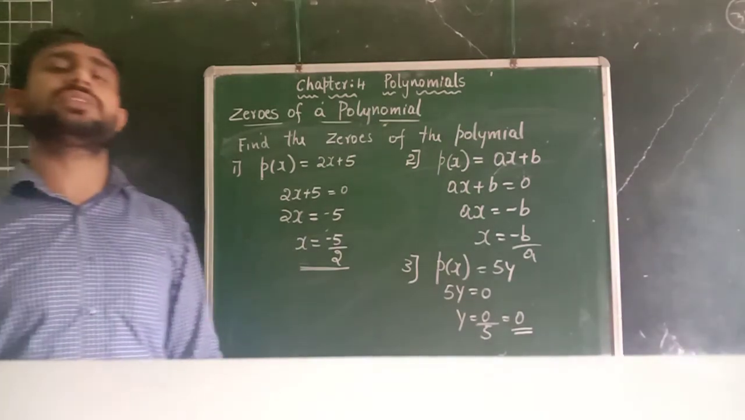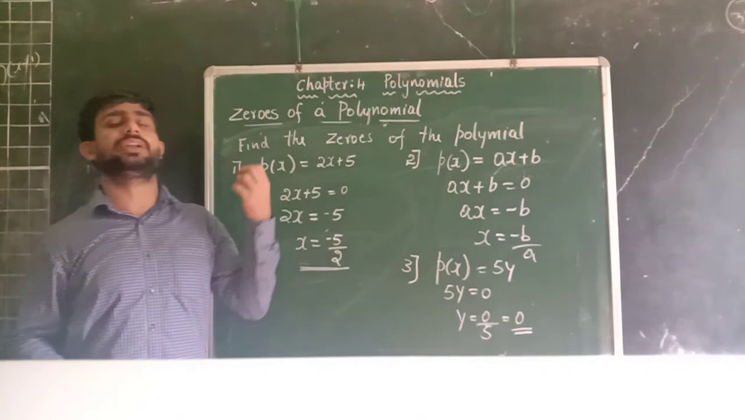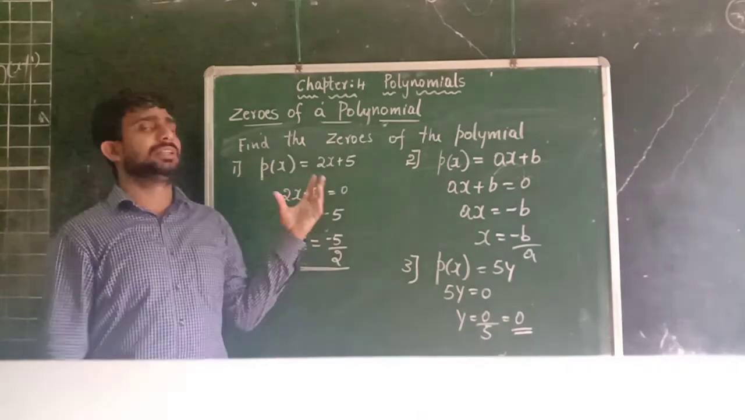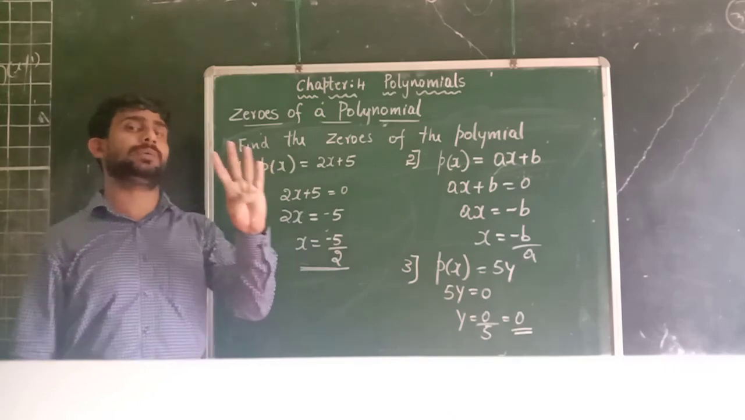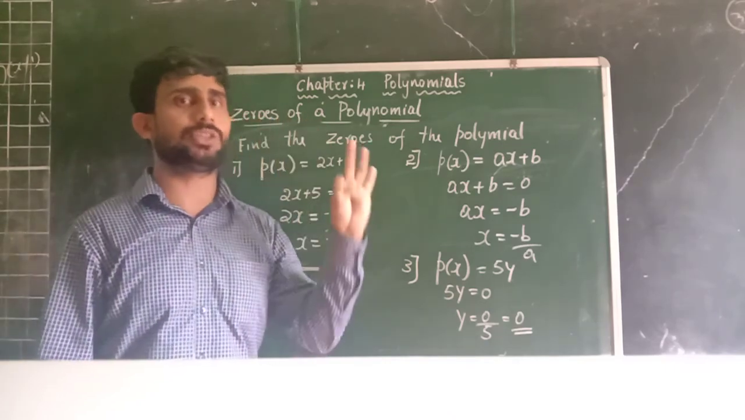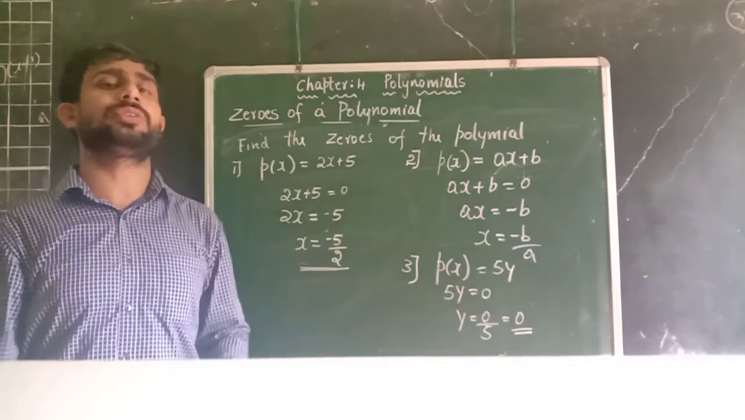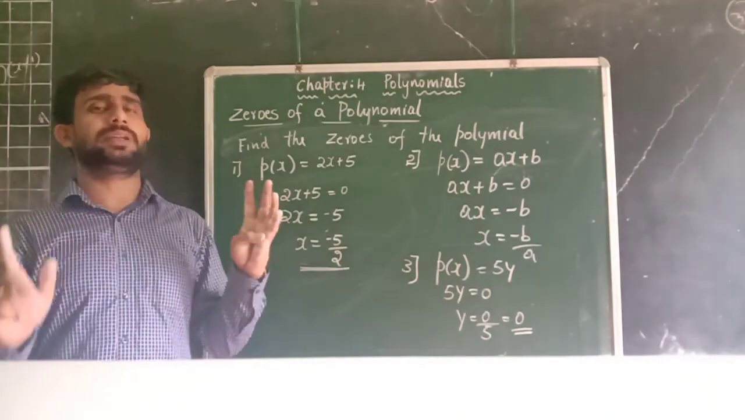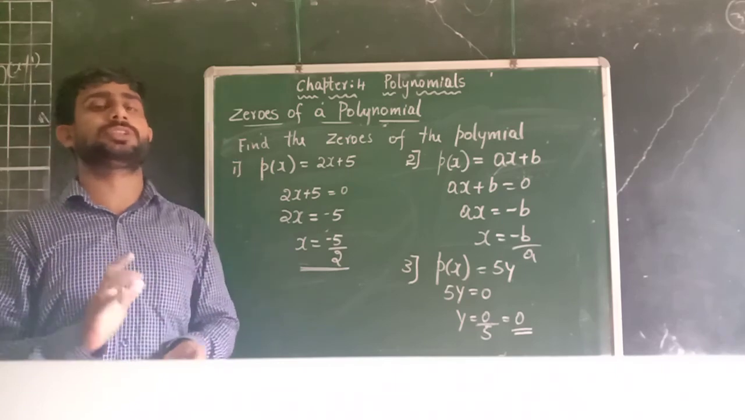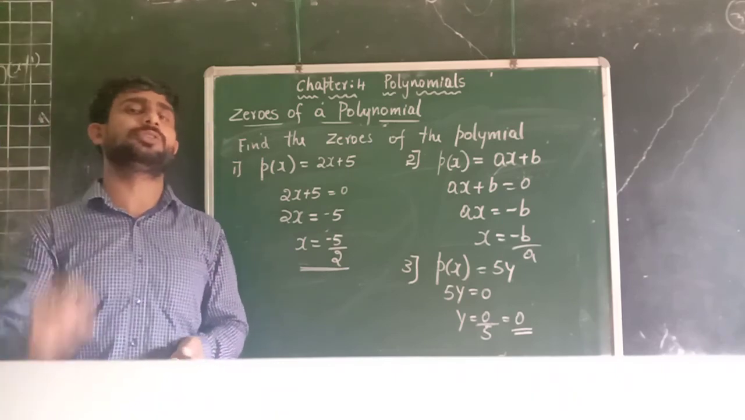In the next class we will see the other problems related to that exercise. Students, you have to solve exercise 4.1 and exercise 4.2 as homework. You have to neatly solve them in your notebook, and you have to write down what the degree of the polynomial is, and what an algebraic expression is. First, write neatly in your notes.